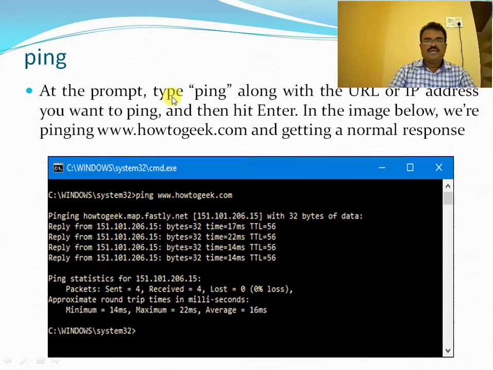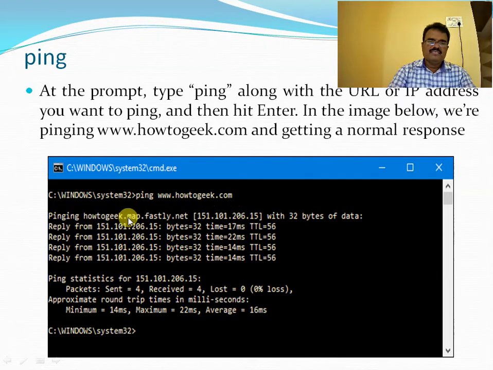So here at the command prompt, type ping along with the URL or IP address you want to ping and then hit enter. And here we are pinging www.howtogeek.com and getting a normal response. So this is the command prompt. Here we are typing ping, and we can type a URL or also an IP address.